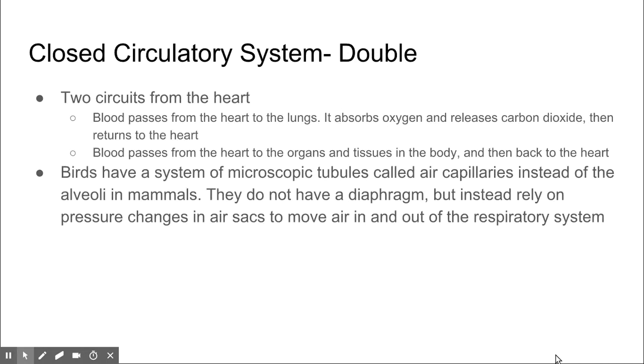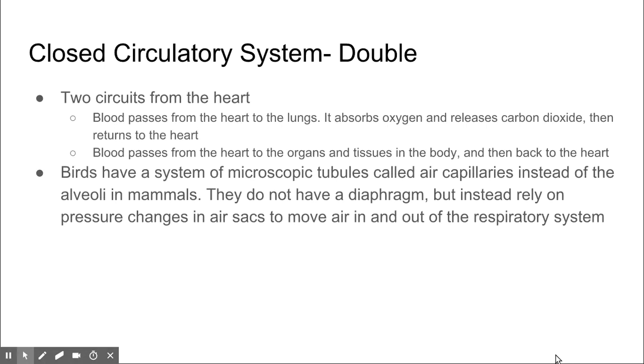There is, however, a double system in which there are two circuits from the heart, which we as humans have, but it is also the way that birds circulate their blood. In one of these circuits, the blood passes from the heart to the lungs, and in this process it absorbs oxygen and releases carbon dioxide before returning to the heart. Then from there, we have oxygenated blood, which can pass from the heart to the organs and the tissues in the body before we see the transfer of gases, and then we see deoxygenated blood returning to the heart in that circuit.